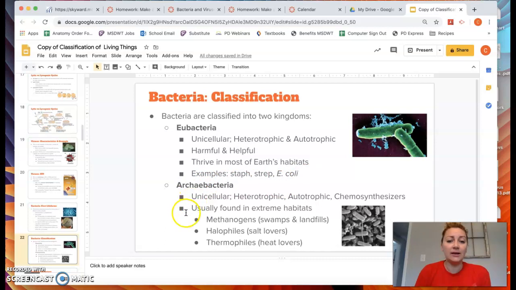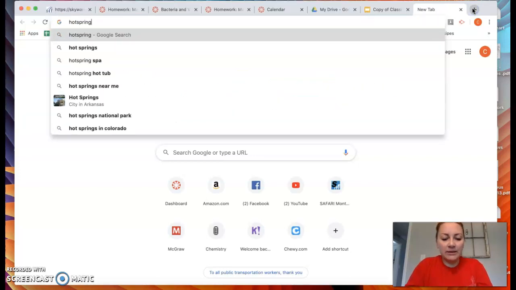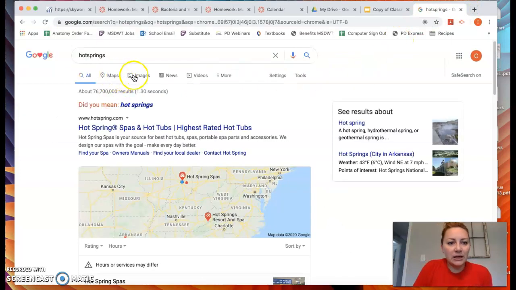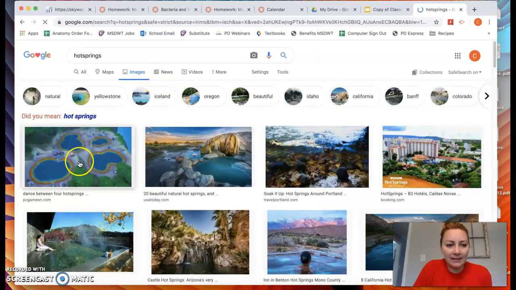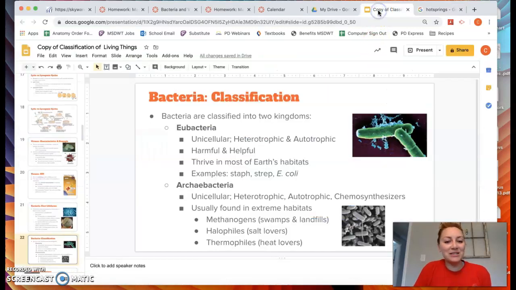For archaeobacteria, generally we find these in extreme habitats. If you've seen any of those pictures of hot springs that have all of the really pretty colors like this, this is water that basically has a rainbow. That's actually caused by archaeobacteria. We have ones called methanogens that we would find in our swamps or landfills. We have halophiles, which would be in salt water, and then we have thermophiles, our heat lovers, which would be what you found in those hot springs that make those pretty colors.